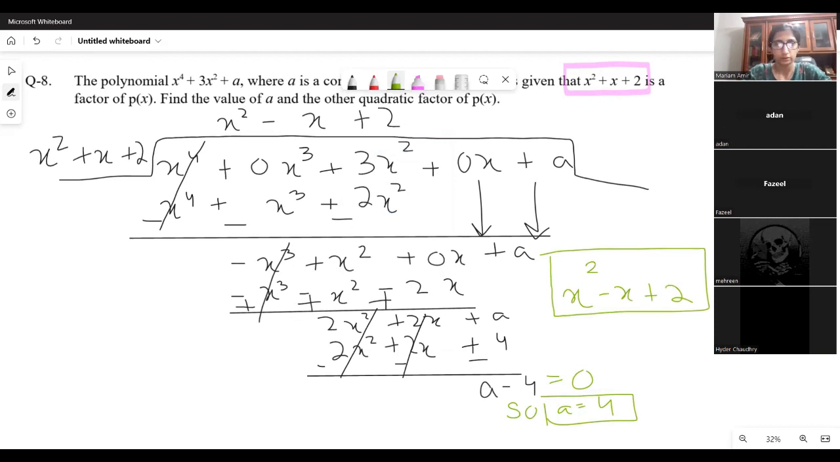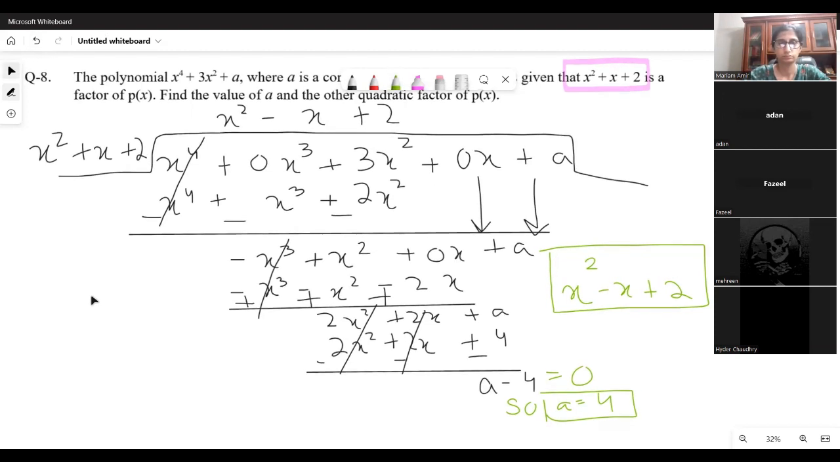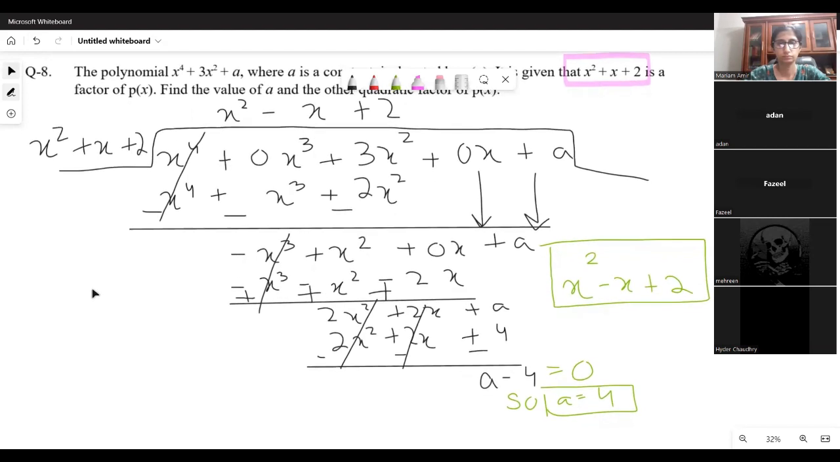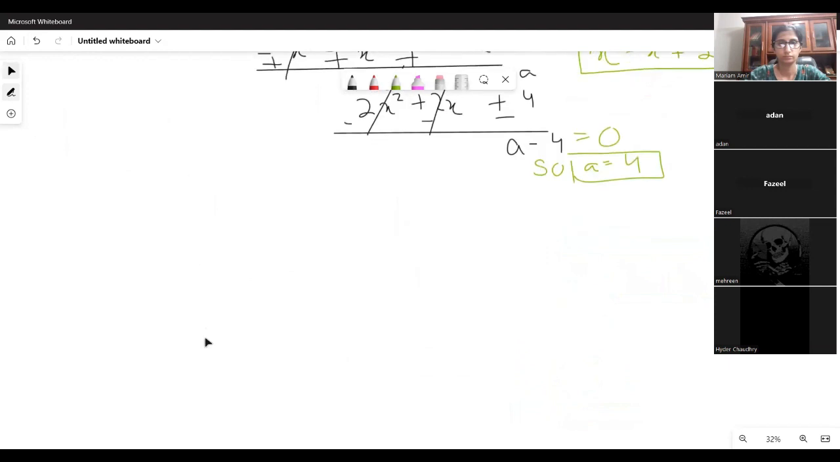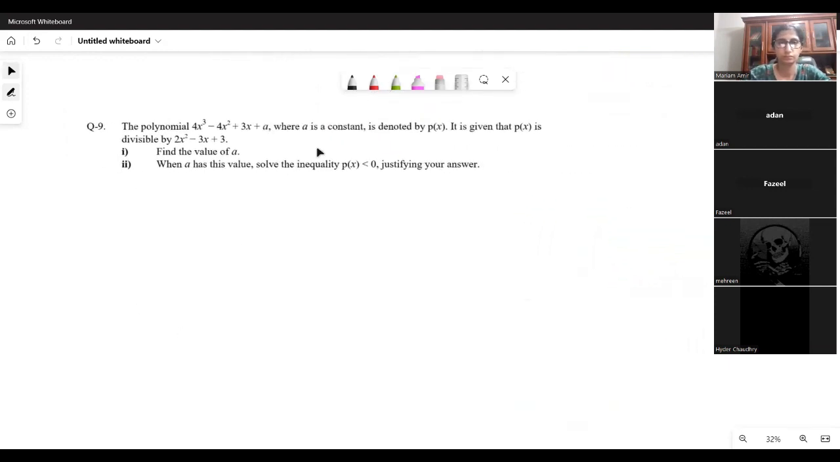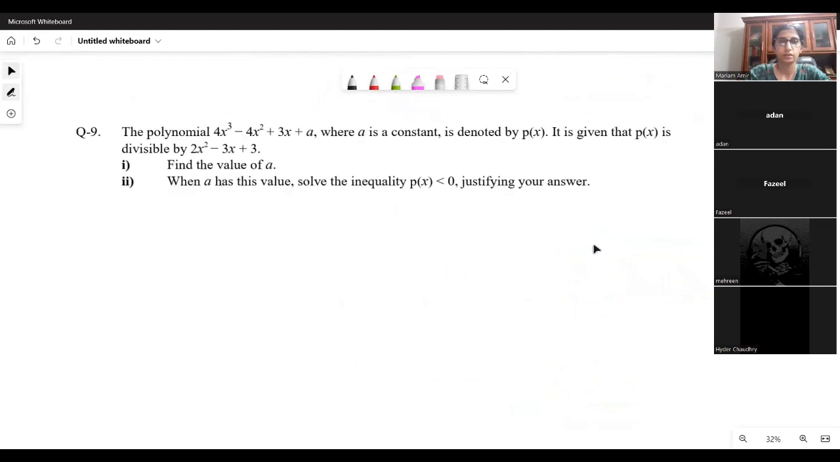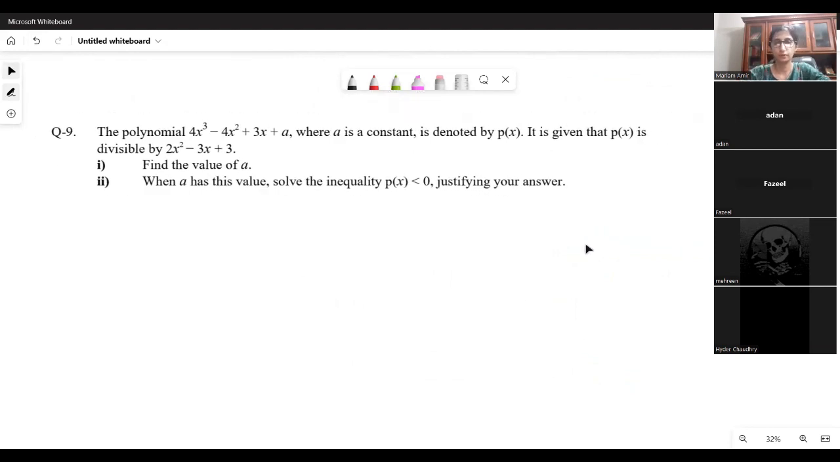Okay. Question 9. The polynomial 4x cubed minus 4x squared plus 3x plus a, where a is a constant, is denoted by px. It is given that px is divisible by 2x squared minus 3x plus 3. Find the value of a. अच्छा चलो तो बाद में करते हैं. So exactly the same thing.